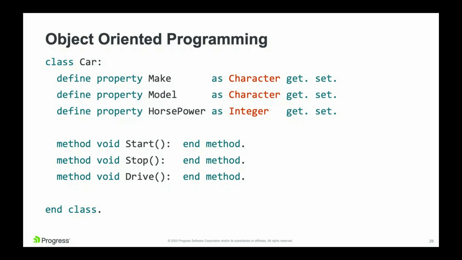But a car can also execute some actions, like it can be started, stopped, and be driven. Probably turning and braking are important ones as well, but let's stick with those three for now. Actions that an object can execute are defined as methods, which are quite similar to procedures as we are about to see in a bit.